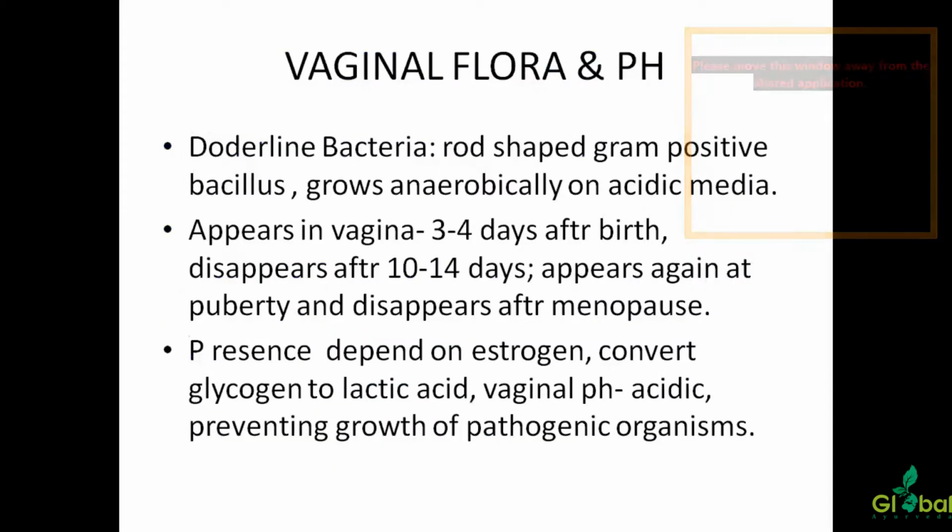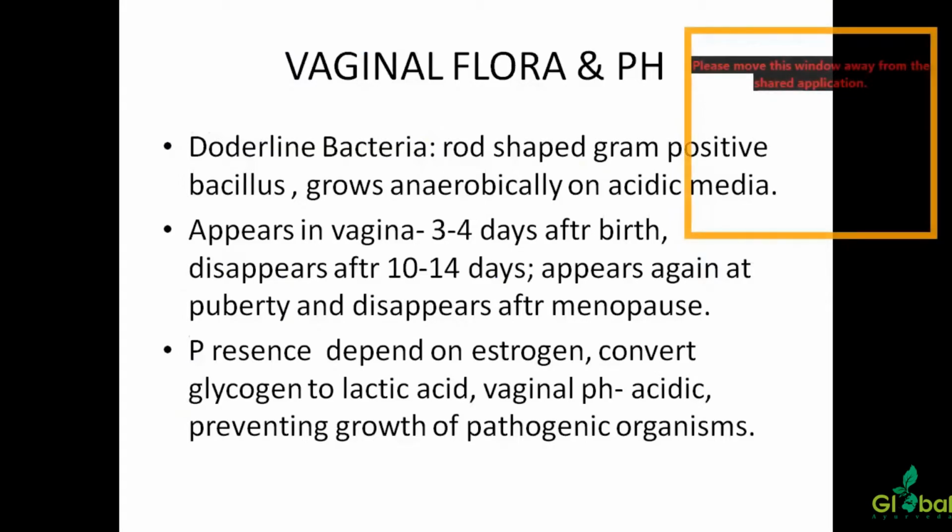Then coming to vaginal flora and pH, there is a special bacterium in the vagina, the Doderlein bacillus. What is its function? Depending on the amount of estrogen, it converts glycogen to lactic acid, thus maintaining the vaginal pH acidic, which prevents the growth of pathogenic organisms. It appears in the vagina 3 to 4 days after birth, disappears in 10 to 14 days, appears again during puberty and disappears after menopause.